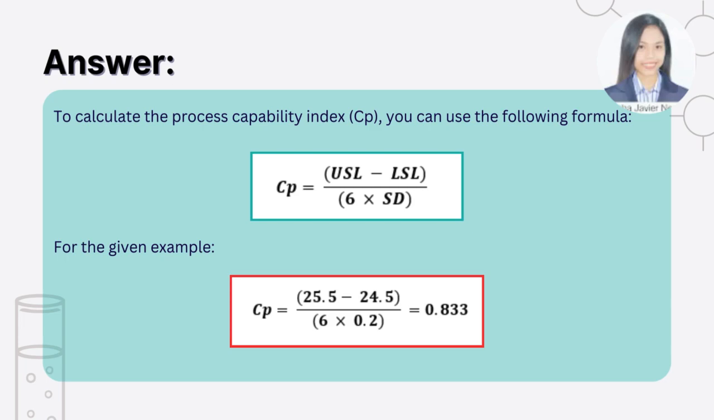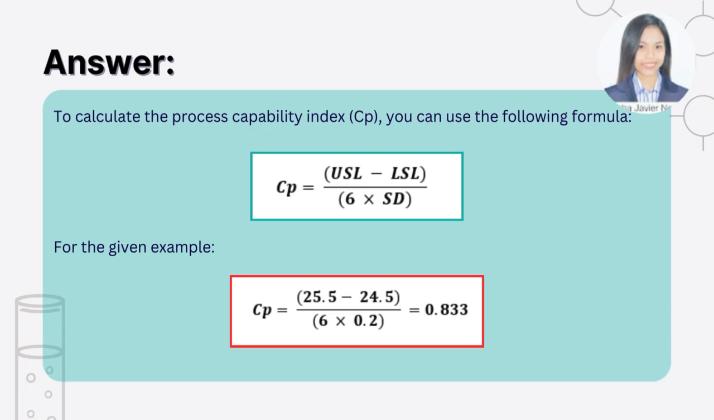To calculate the process capability index Cp, we can use the formula Cp equals USL minus LSL all over 6 multiplied by the standard deviation. From the given example, we can substitute the values 25.5 as the upper limit and 24.5 for the lower limit, and then multiply the standard deviation of 0.2 by 6, and we will get 0.833.